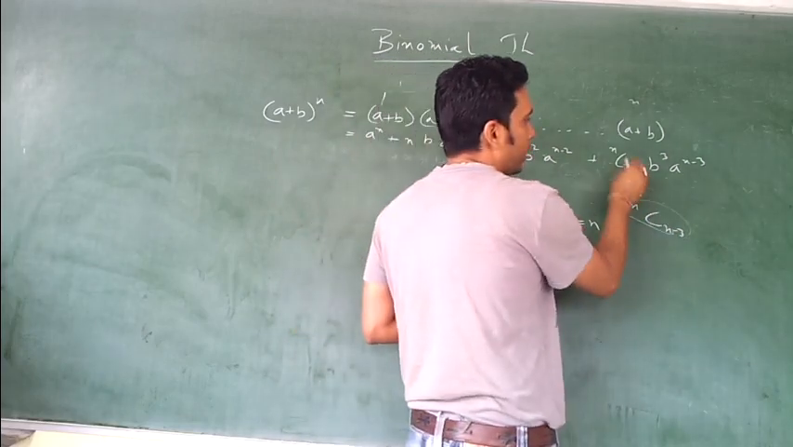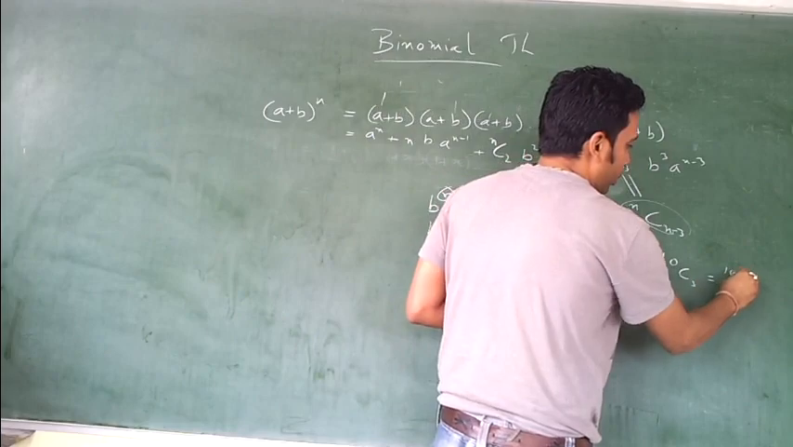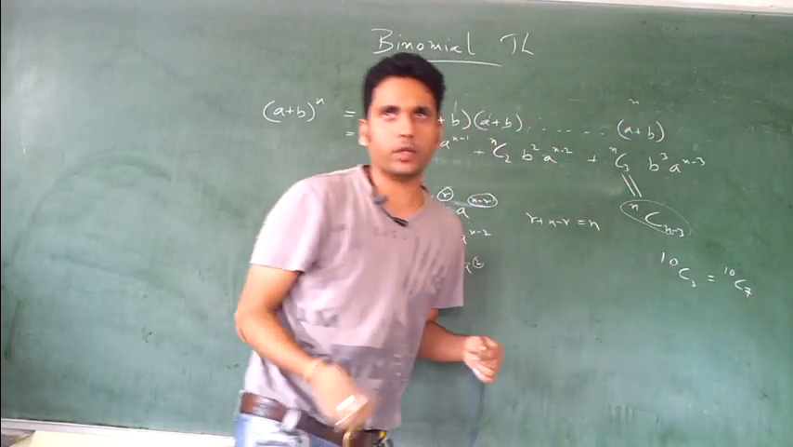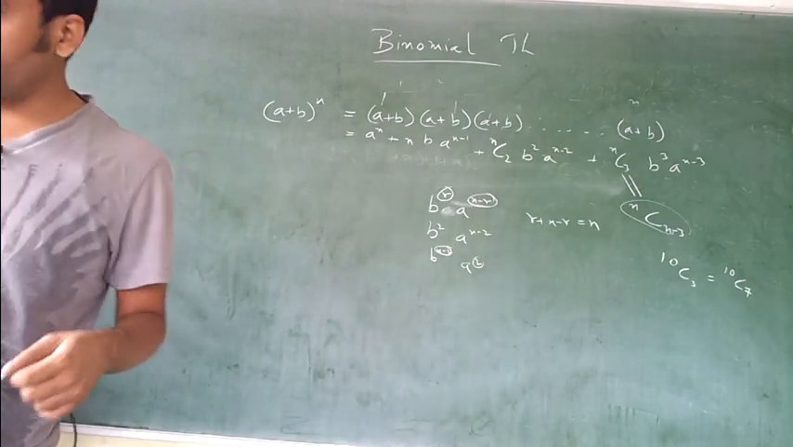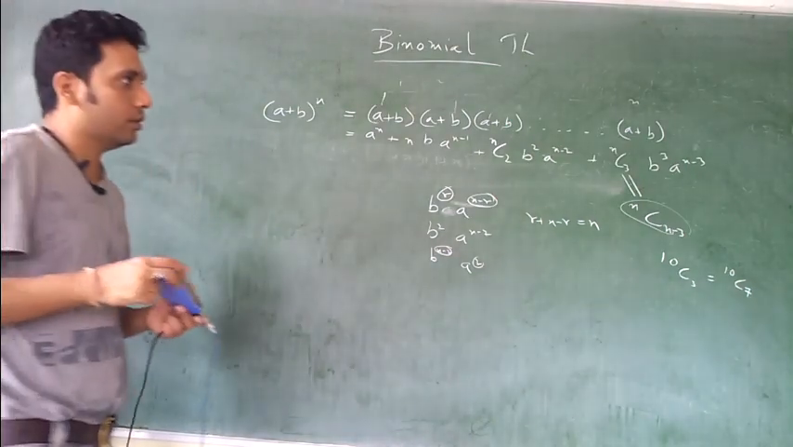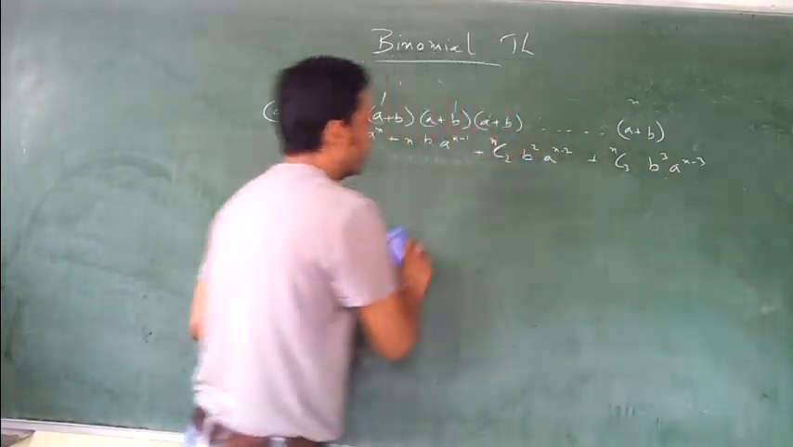This term is equal to that term or not? Suppose I say 10C3 is equal to 10C7 or not? So anyways you write it, it's the same. Get the point? So binomial expansion is something you can derive yourself. The expansion is going to be what?